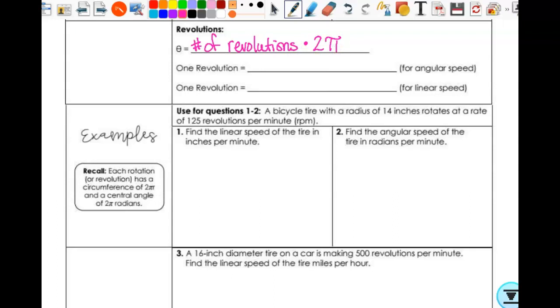The number of revolutions may not be a whole number, though it will be for most of what we do because we're talking about RPMs, revolutions per minute. But again, if you only went around half of a revolution, your angle is going to be pi. So when we're talking angular speed, 1 revolution is 2 pi radians. That's all the way around the circle. For linear speed, 1 revolution: what do we call in general the distance around the circle? The circumference, and the circumference is 2 pi r.